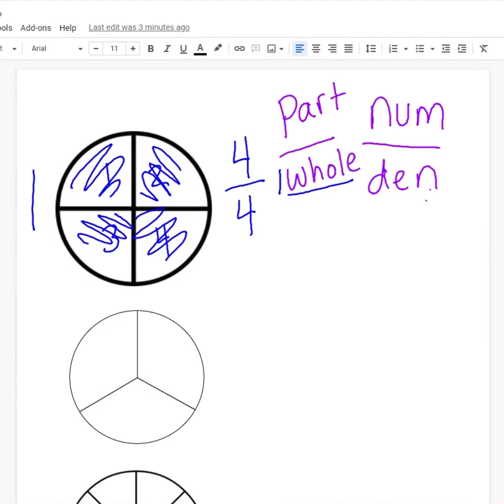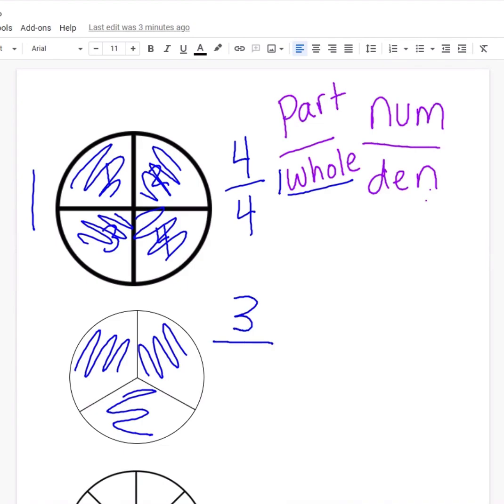So let's look at this one down here. We've got 1, 2 shaded, 3 shaded. Okay, so how many do we have shaded? We just said 3 shaded. How many pieces are in the whole circle? Also 3. So 3/3 equals 1. So remember, if the top number and the bottom number are the same, then it equals 1. So if you had something that looked like this, 13 over 13, you could say, oh, I know, that equals 1.